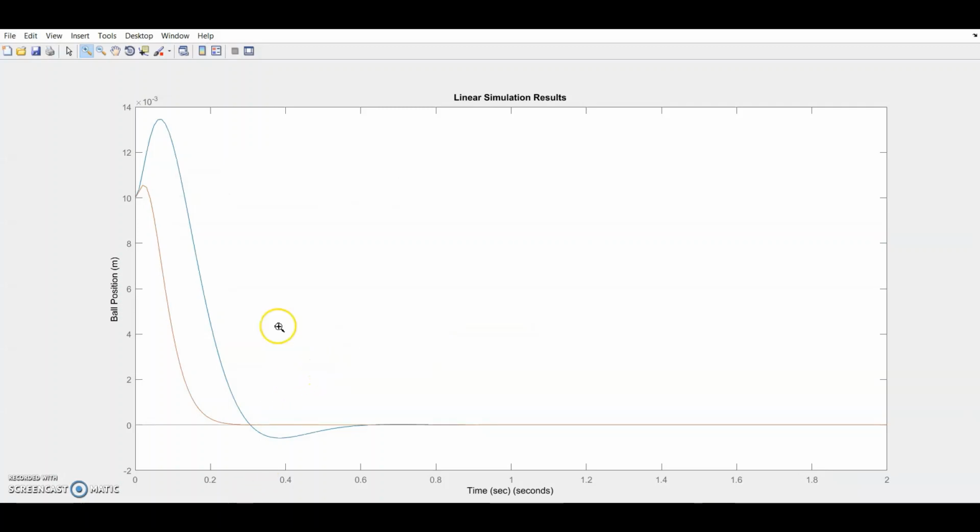So as you can see, the red one is the new graph, and it is settling quickly because the system is more stable. So we have placed the poles more towards left, that is minus 30, and the system is settling quickly.